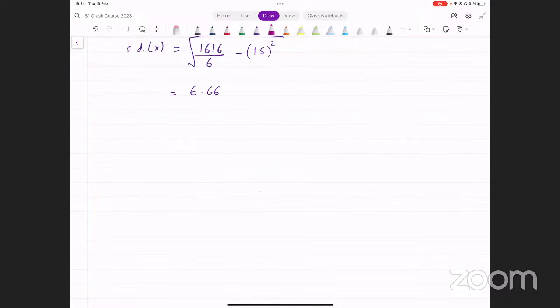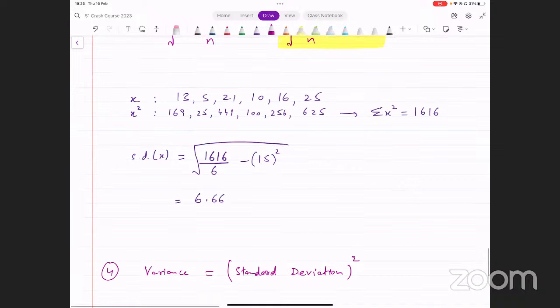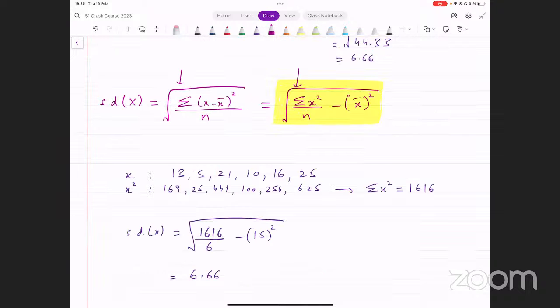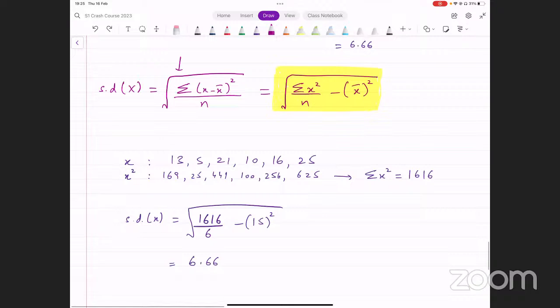Then we have the last measure, that's variance. Variance is pretty straightforward. Variance is actually just standard deviation squared. So basically, in these formulas, if you were to get rid of these square roots, that is variance. If you did not use the square root, the expression inside would be the variance of the data.